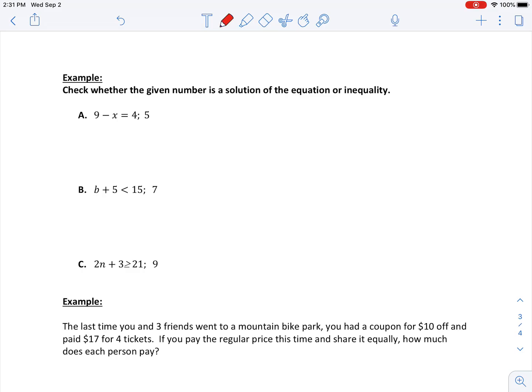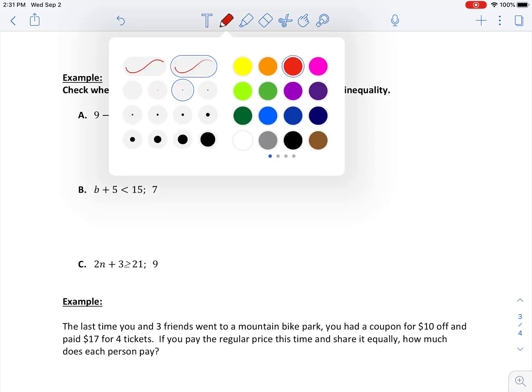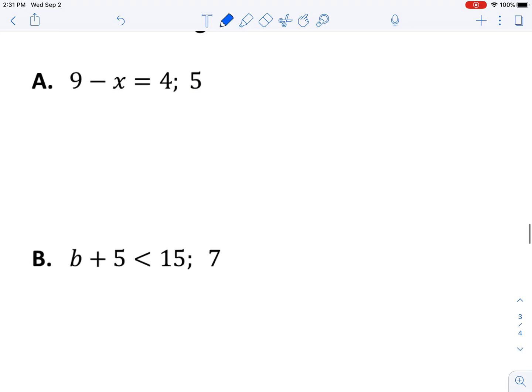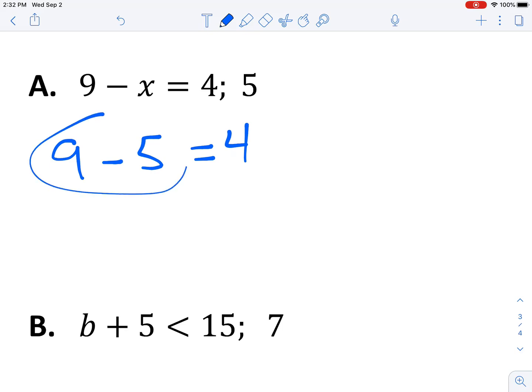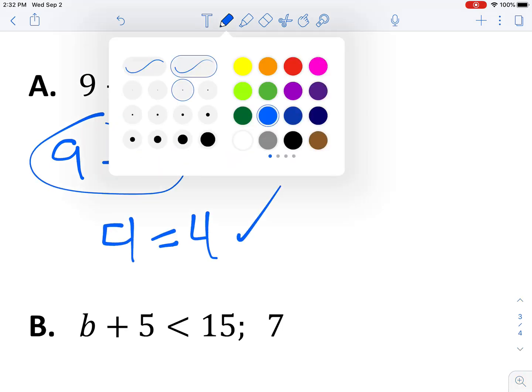All right, hopefully you've paused it and you got them all right, but let's check our work. For A, is 5 a solution to 9 minus x equals 4? 9 minus 5 equals 4. When you subtract this, you get 4 equals 4. Yes, that is a solution.